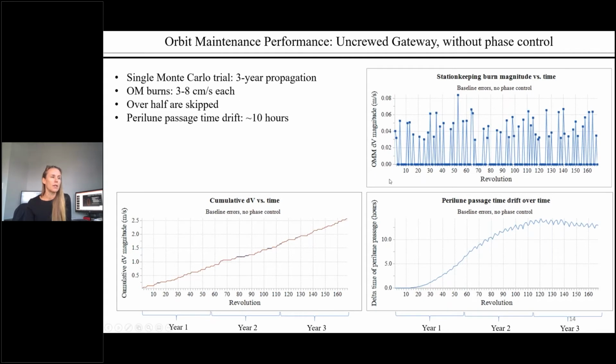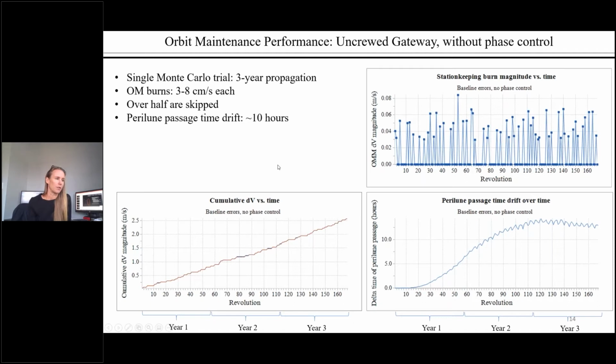Our orbit maintenance burns, I think the minimum maneuver threshold here was 3 centimeters per second. So you can see that in this single Monte Carlo trial they range from 3 centimeters to 8 centimeters per second apiece. And we skipped more than half of them. You can see all these 0 burns here. That's because we skipped those maneuvers. They were below our threshold and we didn't perform them. Over these 3 years, this particular trial cost about 2.5 meters per second. And the paraloon passage time, though, has drifted by over 10 hours. So that's kind of a lot if you want to avoid eclipses.